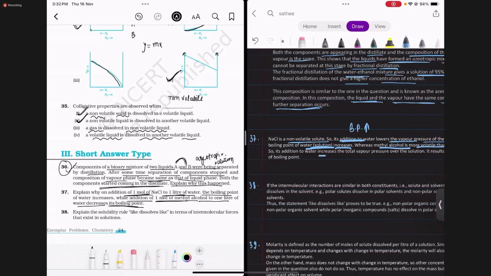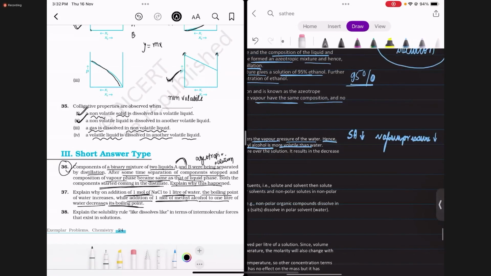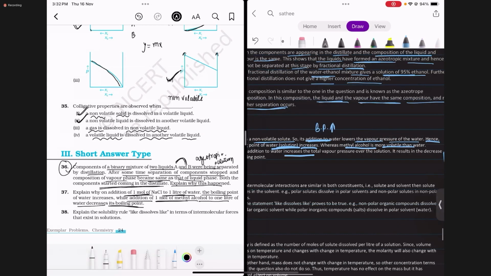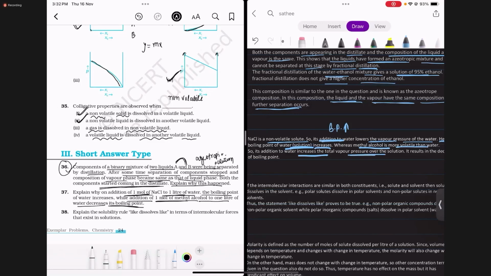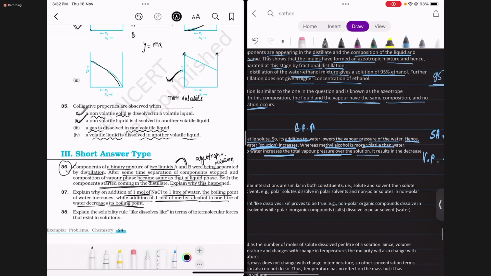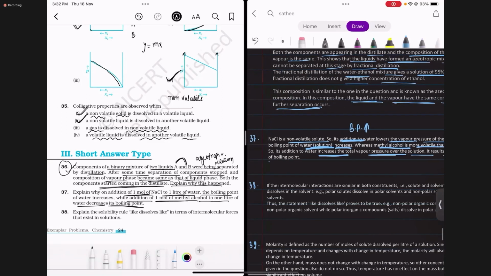So इसके addition की वजह से जो total vapor pressure है, वो इंक्रीज हो जाएगा. And if vapor pressure increases, then boiling point decreases. So जब हम methyl alcohol को water में डालेंगे तो total vapor pressure increase हो जाएगा, and because of the total increase in vapor pressure, there will be a decrease of boiling point. So if there is 1 liter of water and we add 1 mole of NaCl, then its boiling point increases, but when we add 1 mole of methyl alcohol, its boiling point decreases.